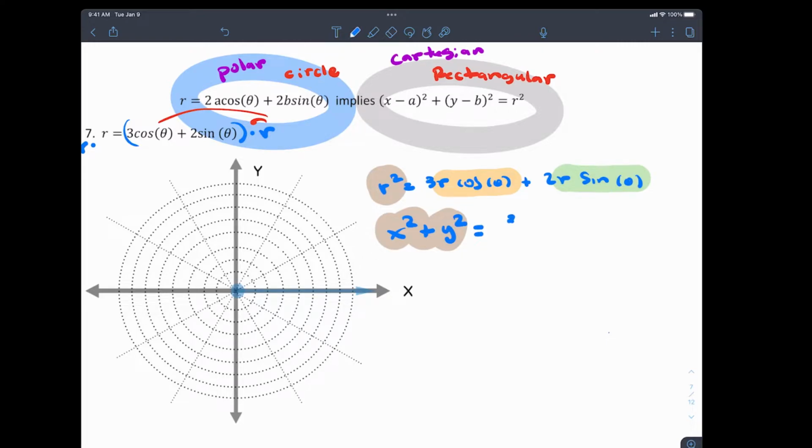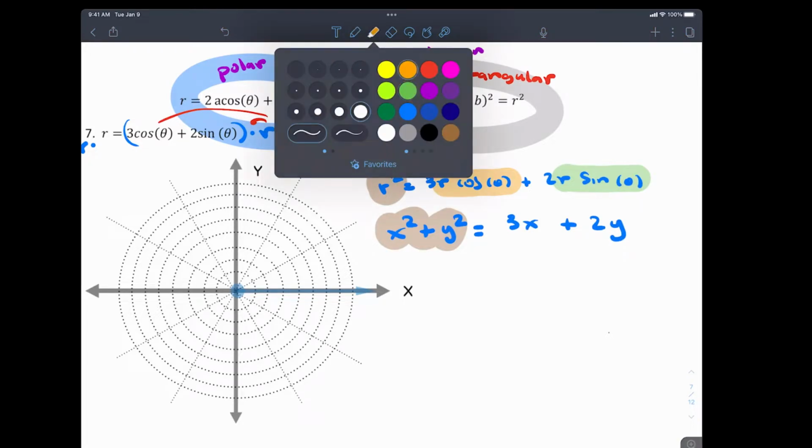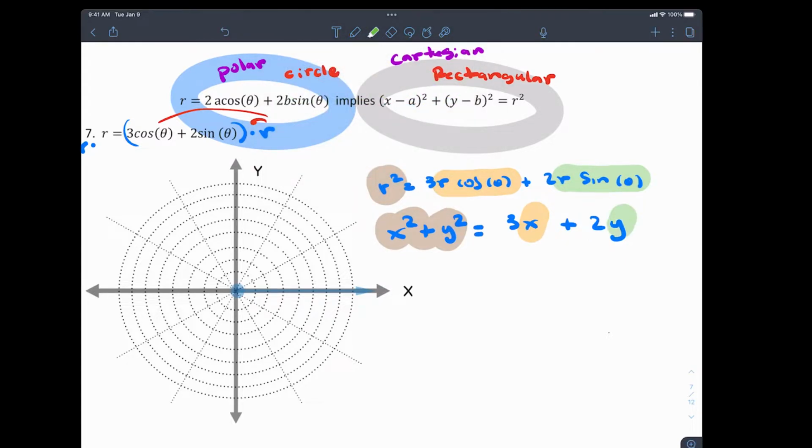This is going to be 3x plus 2y. So this is the x coordinate, by the way. And then this is the y coordinate. So you're really looking at here, x squared plus y squared is 3x plus 2y.